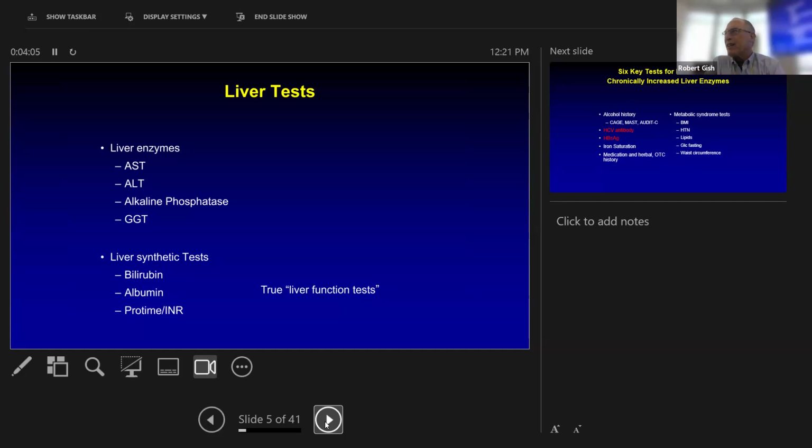Liver enzymes are not LFTs. They're not liver function tests. They are liver enzymes. Liver synthetic tests are bilirubin, albumin, and INR. It's very important to separate liver function from liver enzymes and be accurate in your terminology.